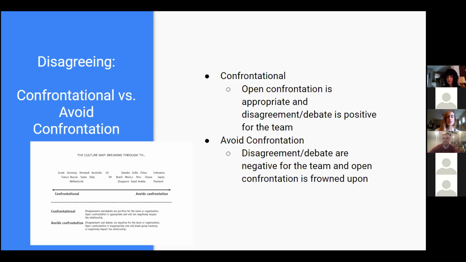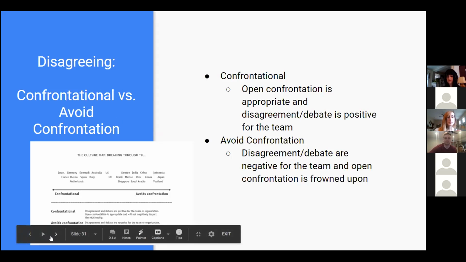So you can see on our little scale there that the US does fall right smack dab in the middle, which is actually fascinating to think about. Many of the countries that avoid confrontation tend to be more on the eastern side of the world. And then we do see that places such as Germany, Russia, and Israel are more accustomed to having disagreement and debate and see it as a positive towards coming to an agreement or a consensus.